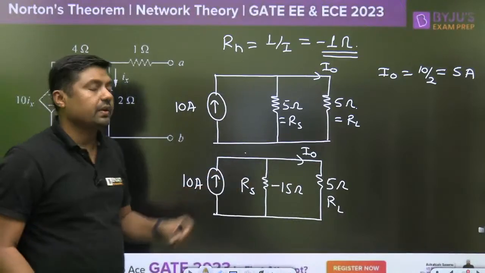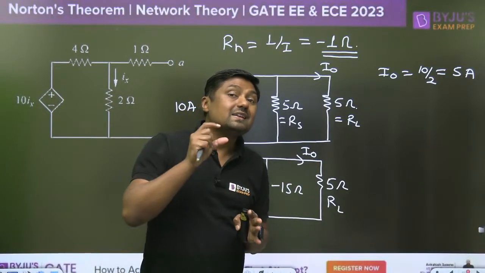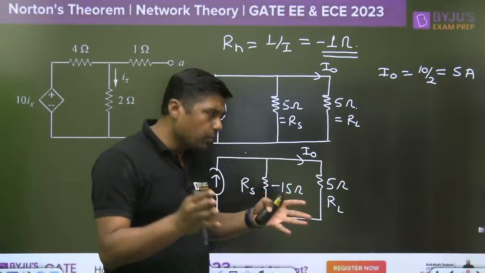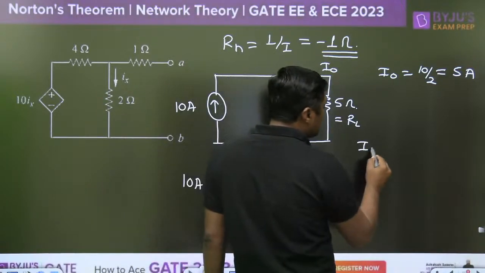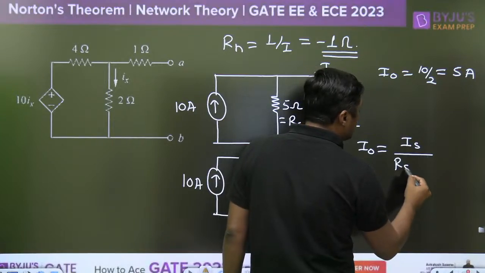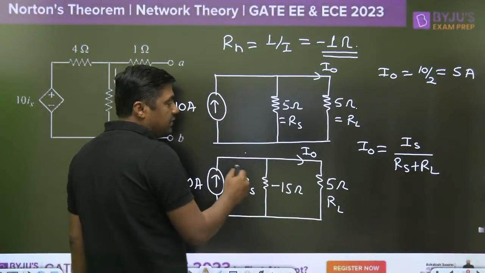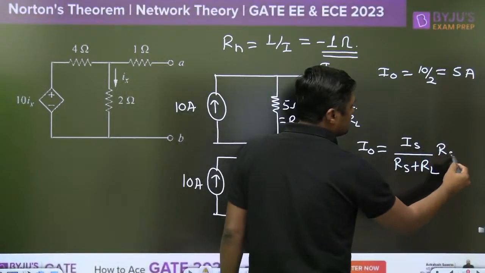If I am taking it negative, so I am going to use what? Negative value of the resistance. No problem. What is the current division rule? Total current divided by RS plus RL. If you want to find the current through the RL, it will be multiplied with the RS.